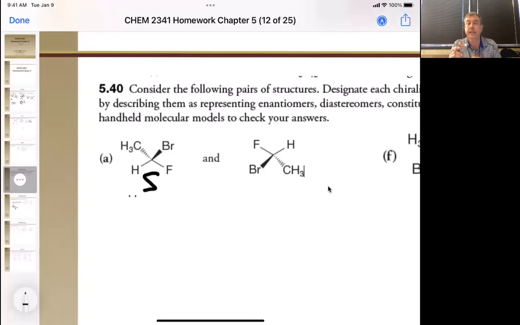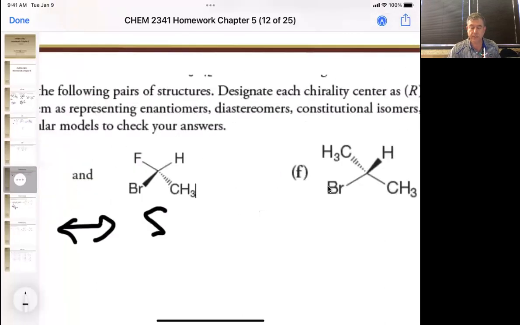Okay, now we're going to take that same model and assign them the same way. We're going to have the hydrogen be the white sphere here. We now have the methyl group going back right here, fluorine coming up, and the bromine coming out at us. So bromine is here, fluorine is here, and methyl is there. That gives us also counterclockwise, which means it's S. So what that means is these two compounds are the same compound. They're just in different orientations.